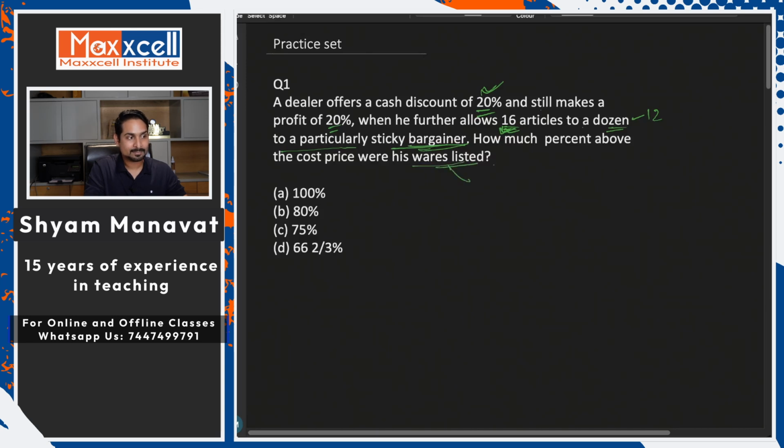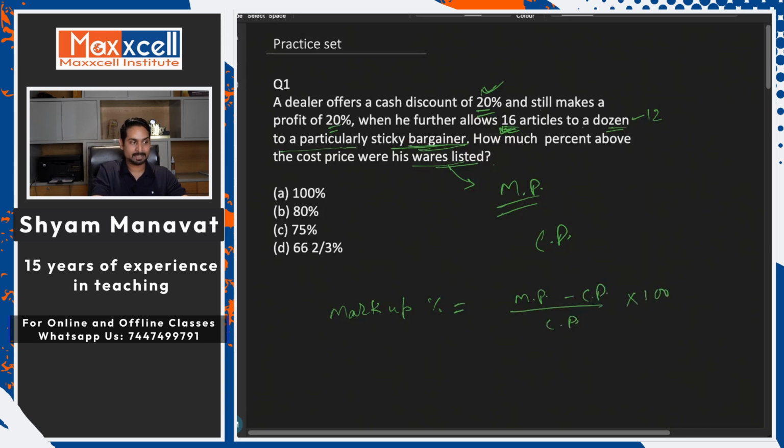In layman's terms, we need to find the mark price, the MRP of the article which he has put, and see how much this is more than the cost price. In simple terms, this is called markup percentage. Markup percentage is how much the mark price is more than the cost price in terms of percentage. This is what we need to find. Did you understand the question?